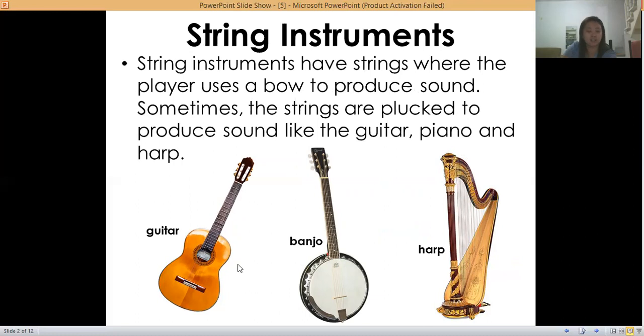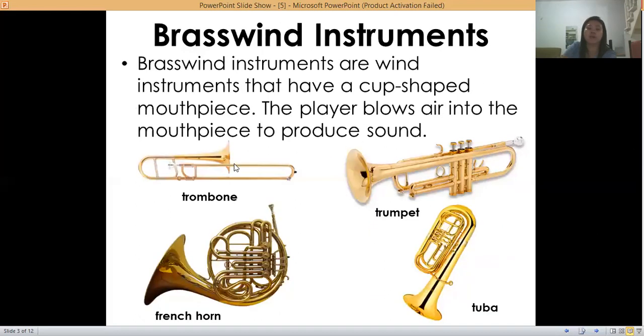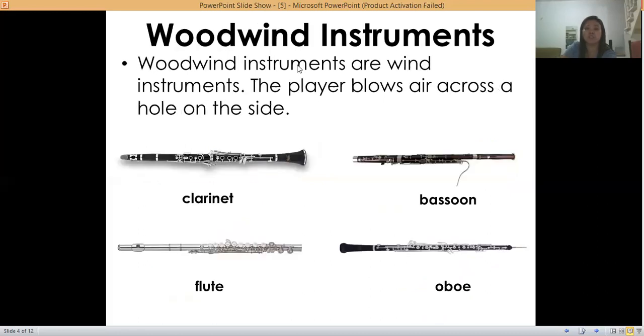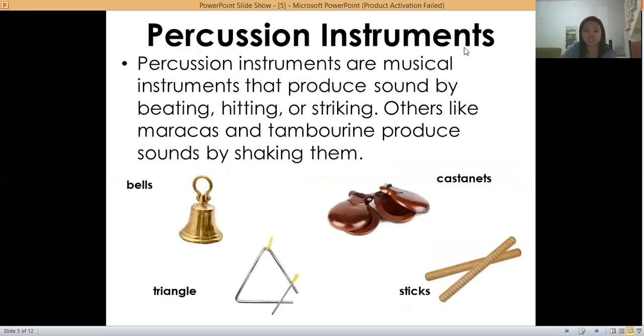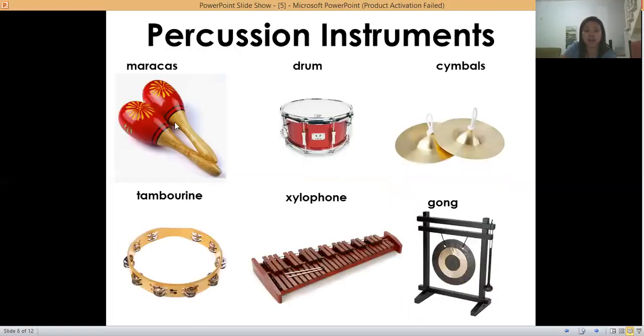String instruments. Follow after me: guitar, banjo, harp. Brass wind instruments: trombone, trumpet, tuba, French horn. Woodwind instruments: clarinet, bassoon, oboe, flute. Percussion instruments: bells, castanets, triangle, sticks, maracas, drum, cymbals, tambourine, xylophone, and gong.